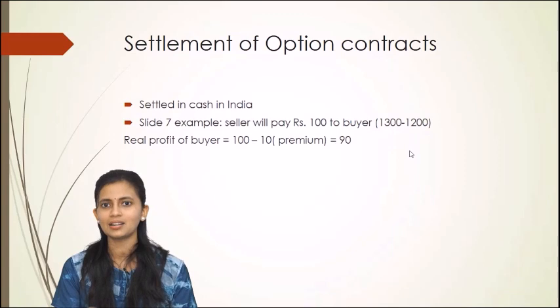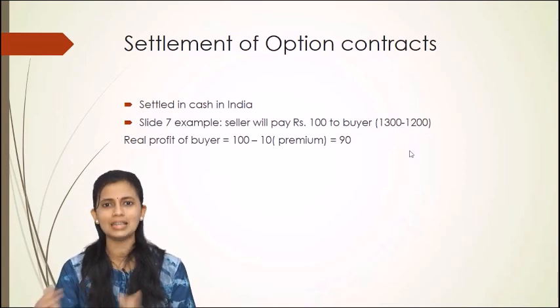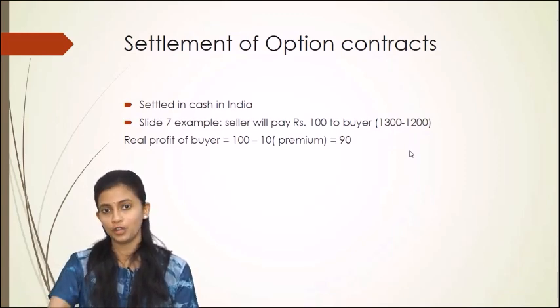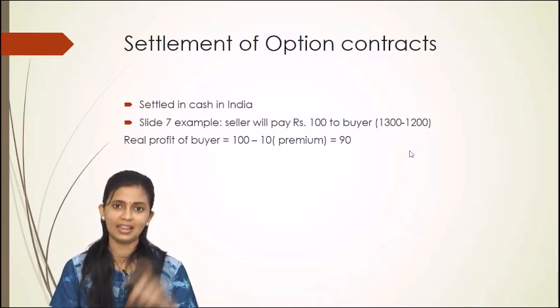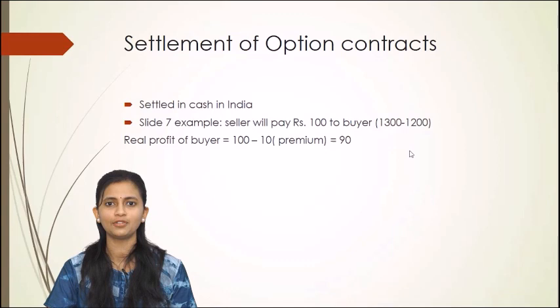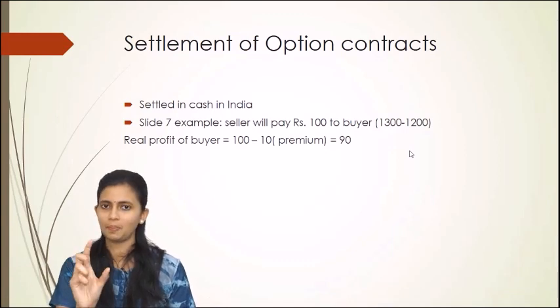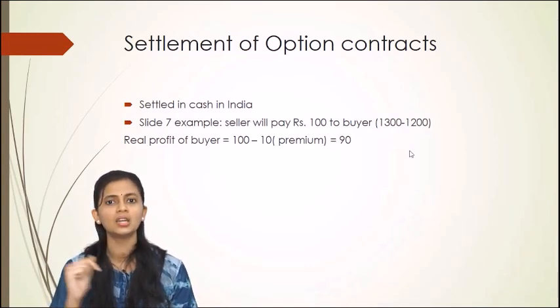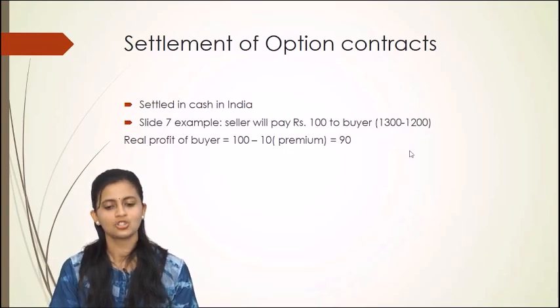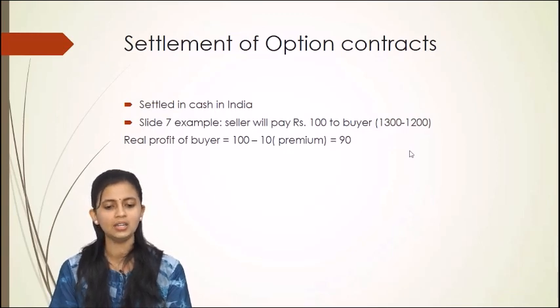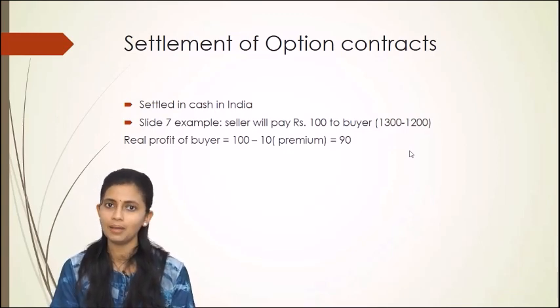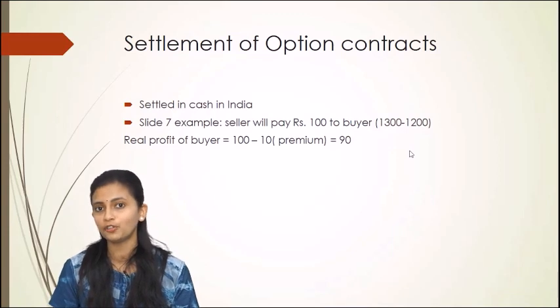So the moment he executes the contract, he will immediately sell it, right? So this entire process is made easy. Instead of him buying, literally taking those stocks and again selling them, the seller will just pay the buyer the difference between the execution price and the current or spot price of that stock. So in this case, 1300 minus 1200, that is 100, will be the amount that the seller will pay to the buyer.